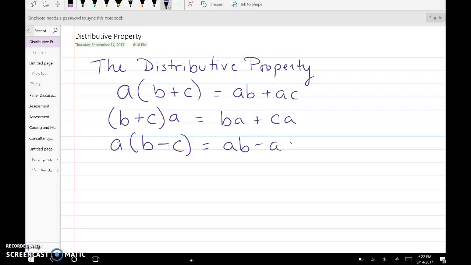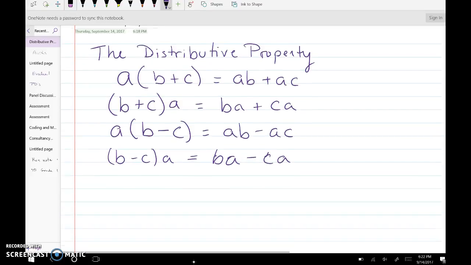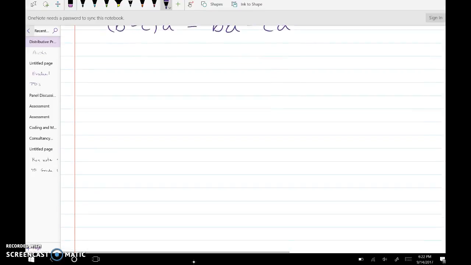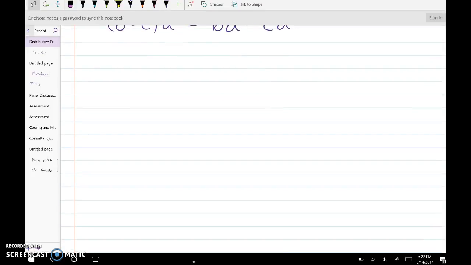A(B minus C) equals AB minus AC, as well as (B minus C) times A comes out to be BA minus CA. So that's what we did today. Now, we also spoke about what it looks like with some problems.